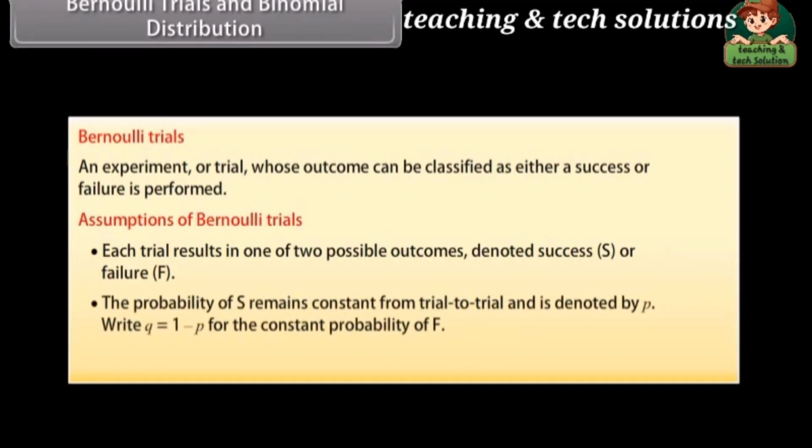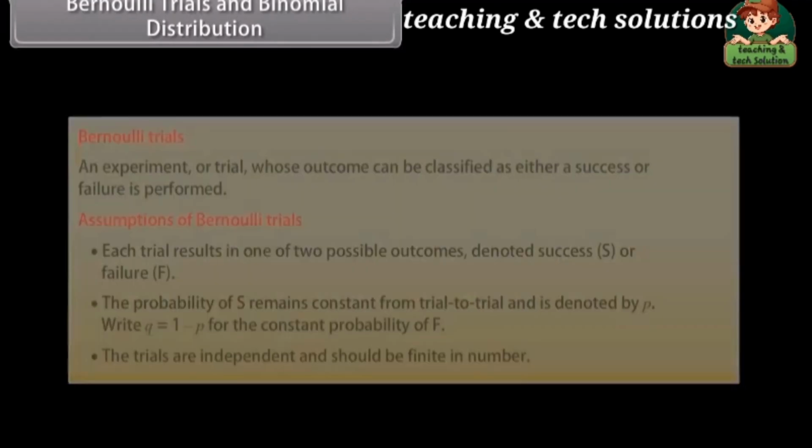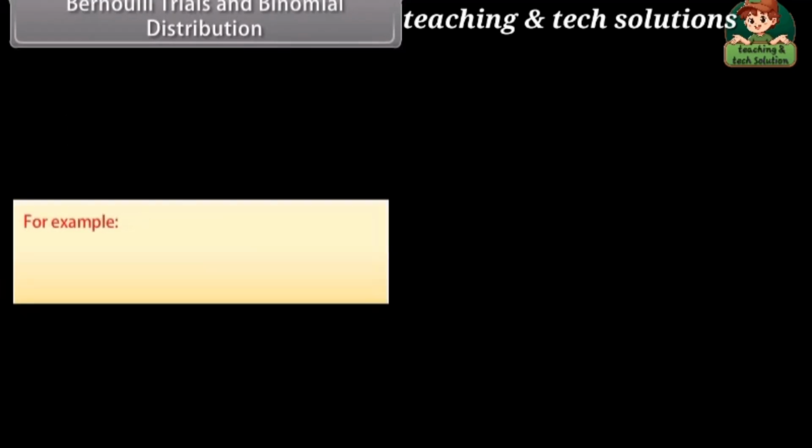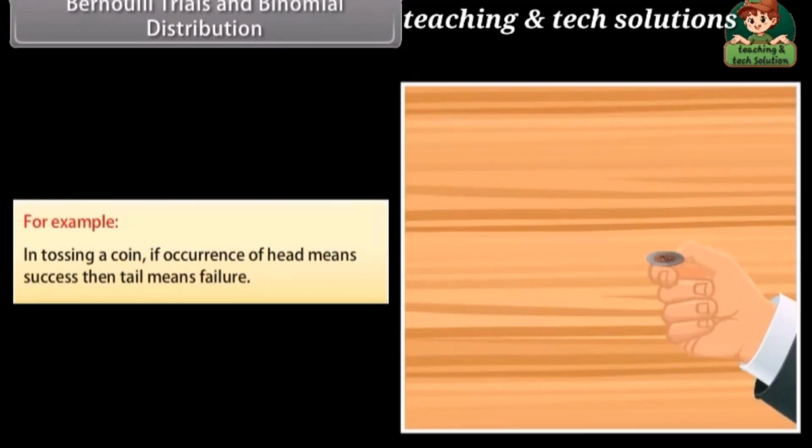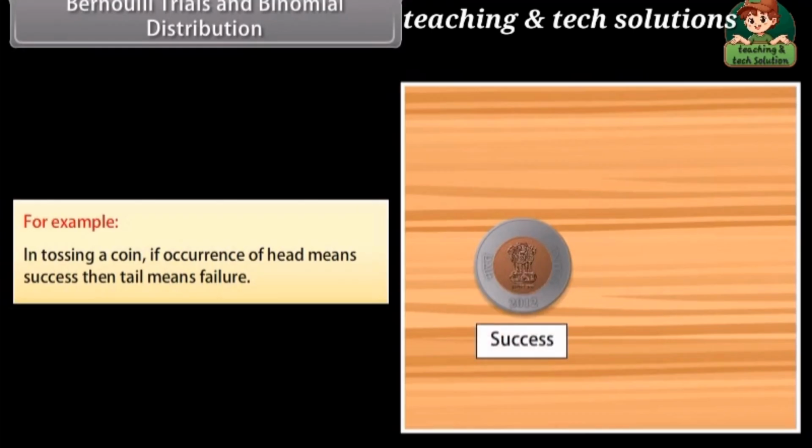The probability of S remains constant from trial to trial and is denoted by P. Write Q = 1 - P for the constant probability of F. The trials are independent and should be finite in number. For example, in tossing a coin, if occurrence of head means success, then tail means failure.